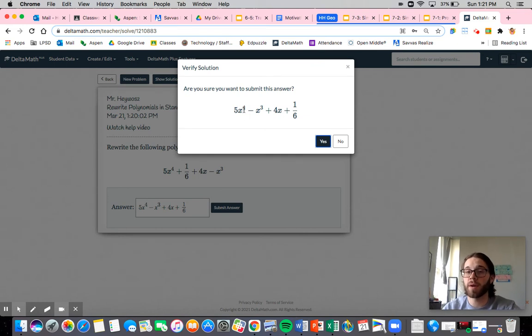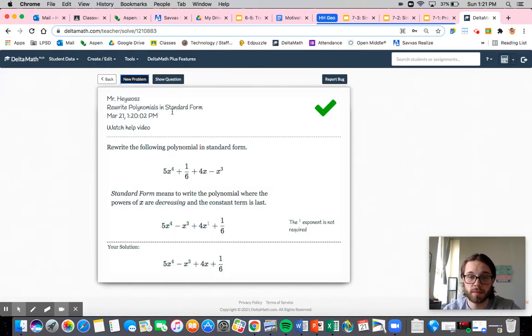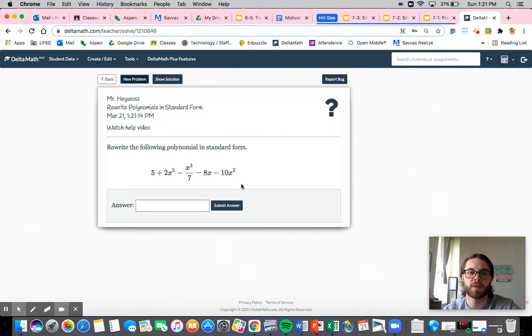See how it's in descending order? Even though there's no squared term here, there's no x squared, it would go in front of the 4x if it existed. Okay. No, you don't have to put the 1. You can put the 1 if you want it. Let's do another one just to make sure we're certain.